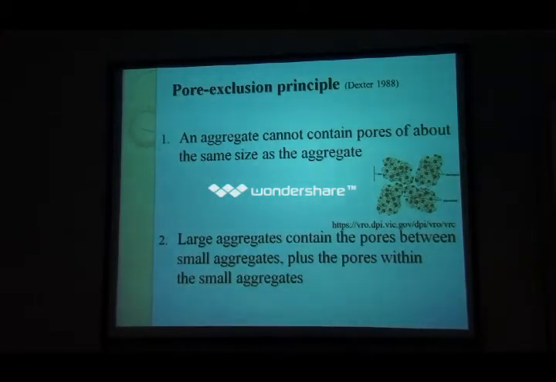And then Tony Dexter talked about the pore exclusion principle. He said an aggregate can't have pores in it that are almost the size of the aggregate. So here, this is a macro aggregate. It can't have a pore as big as itself. And the large aggregates contain the pores both between the small aggregates and pores within the small aggregates. So the large aggregates have a higher porosity.